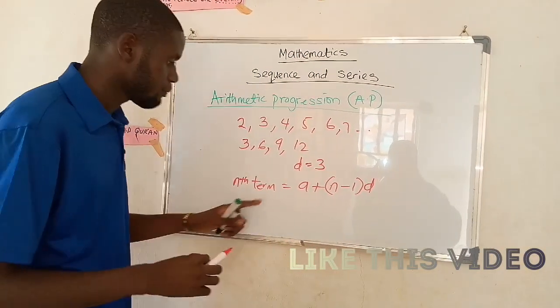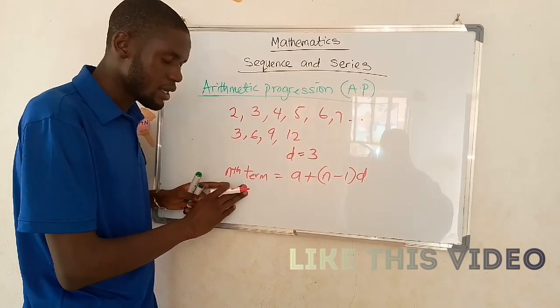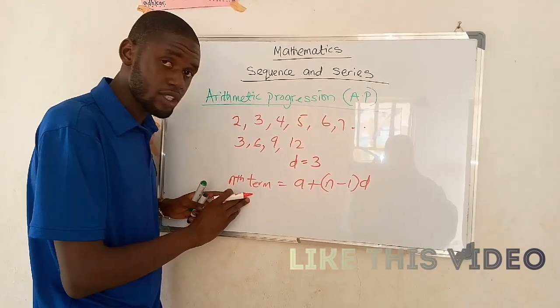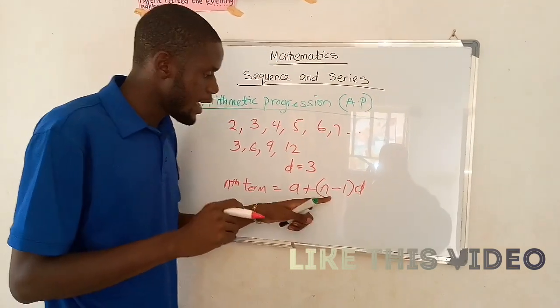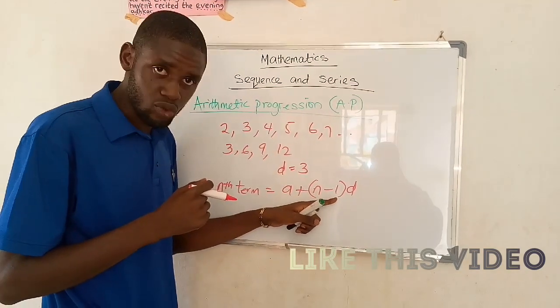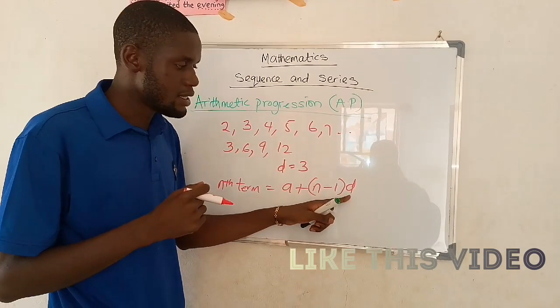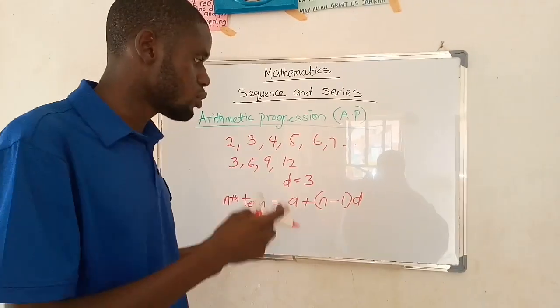Now let's define the term. No matter the term we are looking for, if it's the first term, it will be here, second term, it will be here, third term, it will be here, but a represents the first term, n represents the number of terms we are looking for. It's going to be minus 1, and d is the common difference. So the next one, we are going to go into examples and see what we have.